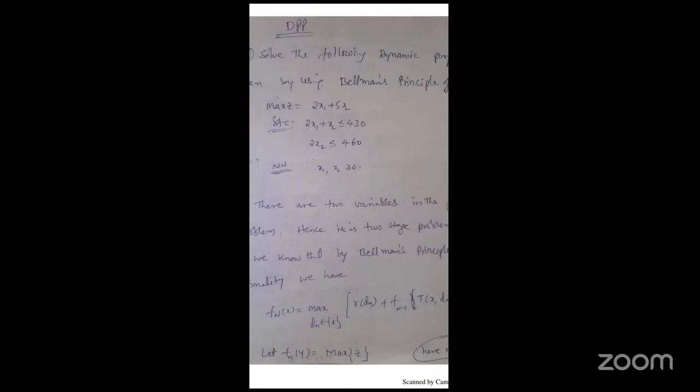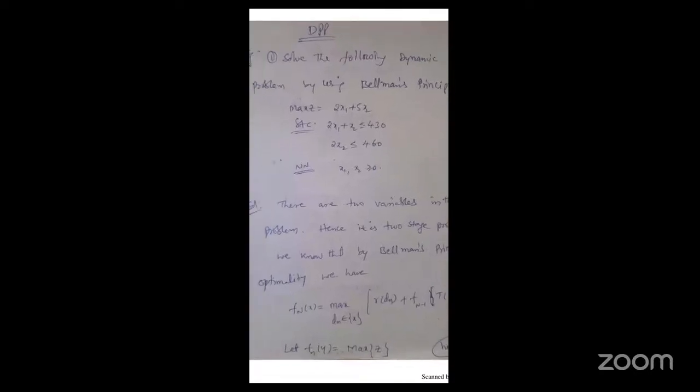So 2x1 equal to 430. In the second equation, of course, there is no x1 value. So from equation 1 only, we'll get the x1 quantity. 2x1 equal to 430, x1 equal to 215. Directly, I got the first value x1. Here x2, 215. Therefore, what I assumed the general solution, let fn of y equal to maximum of z.